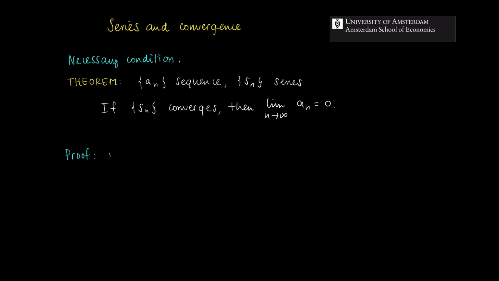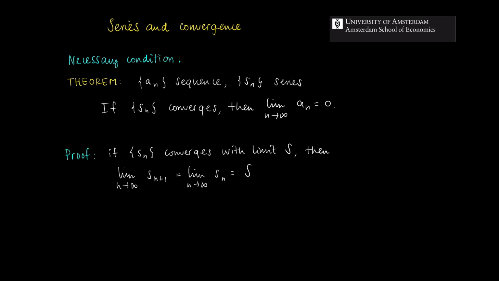So if S_n converges, right? Suppose it is convergent with a limiting sum s. So we have a sum. Then what we also have is that the limit for n to infinity of S_{n+1} is the same as the limit for n to infinity of S_n, which equals s, right? So if the sequence of partial sums is closing in on s, then also the sequence of partial sums where we take an additional element a_{n+1} has the same limit.